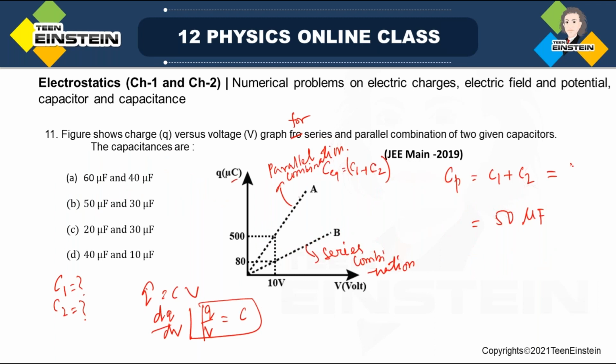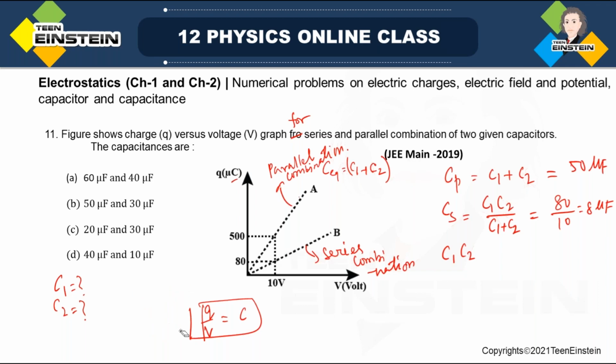What we have got? 50 microfarad. Okay. Now look at curve B. So from here, what we will get? Cs means C1 C2 divided by C1 plus C2. So this I'll get from the slope. So Y by X, Y is 80, X is 10. So we get 8 microfarad. Cs is equal to 8 microfarad. Right? Then I get C1, C2.